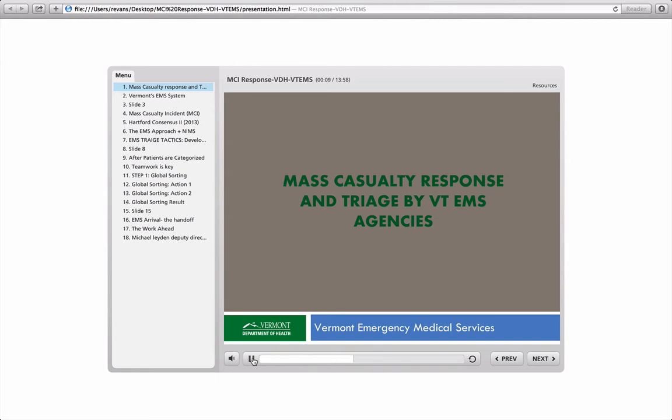The purpose of this training is to outline the procedures and approach responding EMS agencies might use in the event of a mass casualty incident, whether it be at a school or other venue.